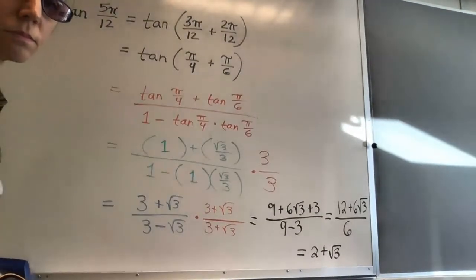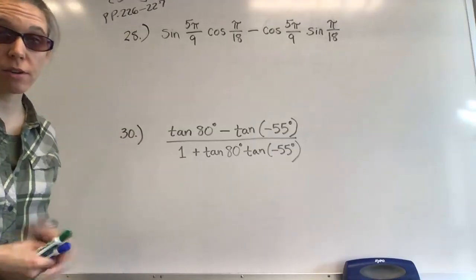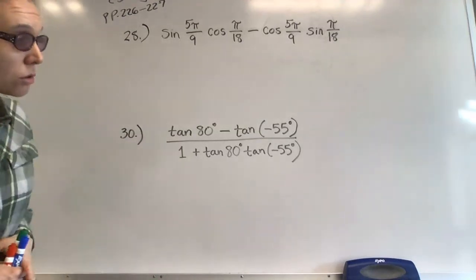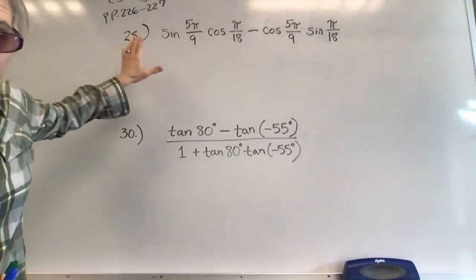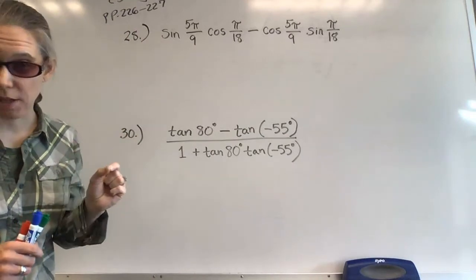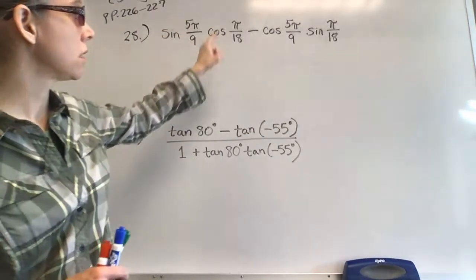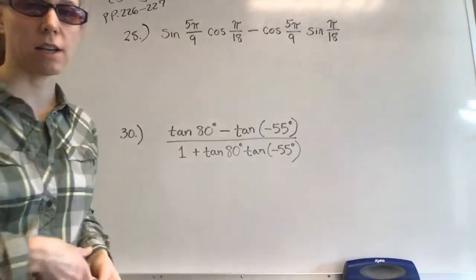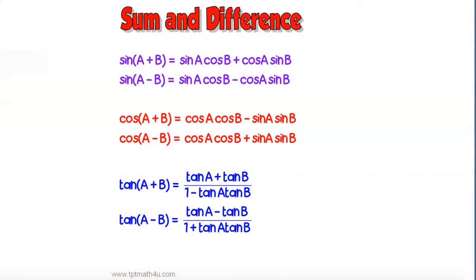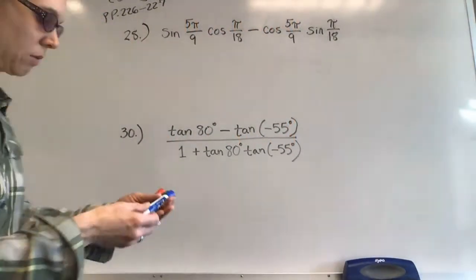Next problem. Okay, here's 28 and 30. I decided to put them up both at the same time. We can do them at the same time, because ultimately what we're going to be doing is just matching what we see here in each expression to its respective formula, right? So this is sine cos minus cos sine. So which formula is that? We have sine cos minus cos sine. Okay, so that's sine of A minus B. So we can do that.